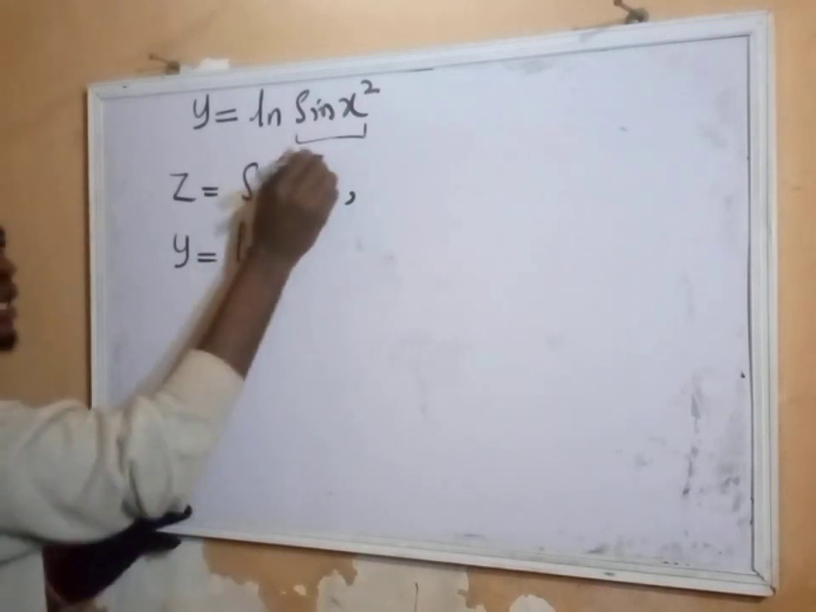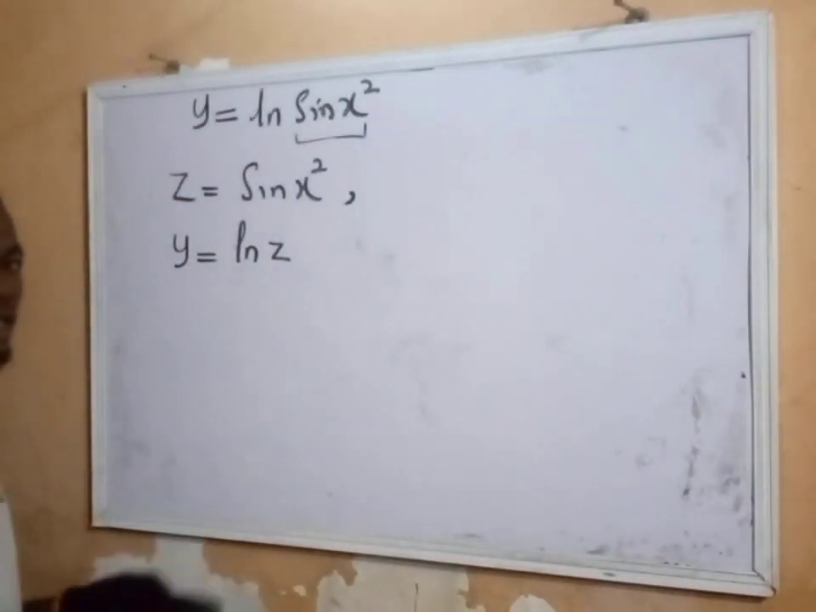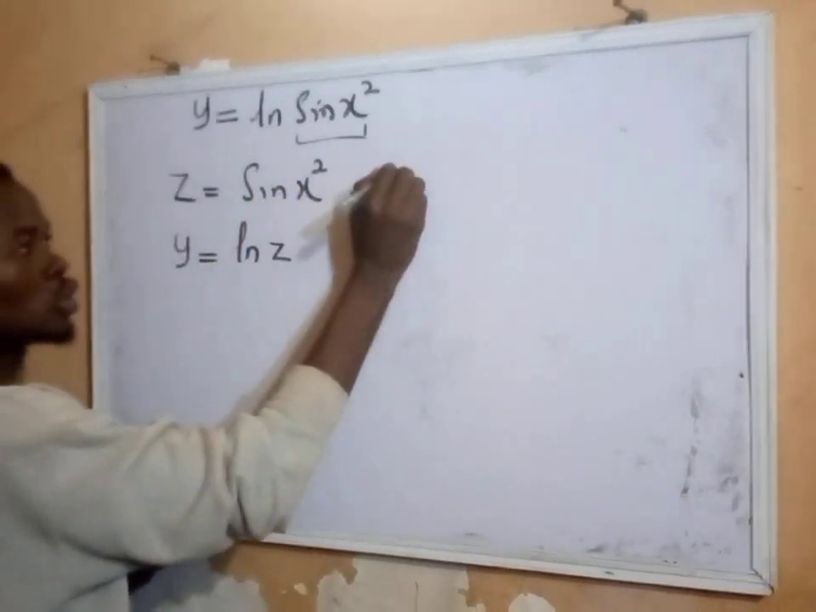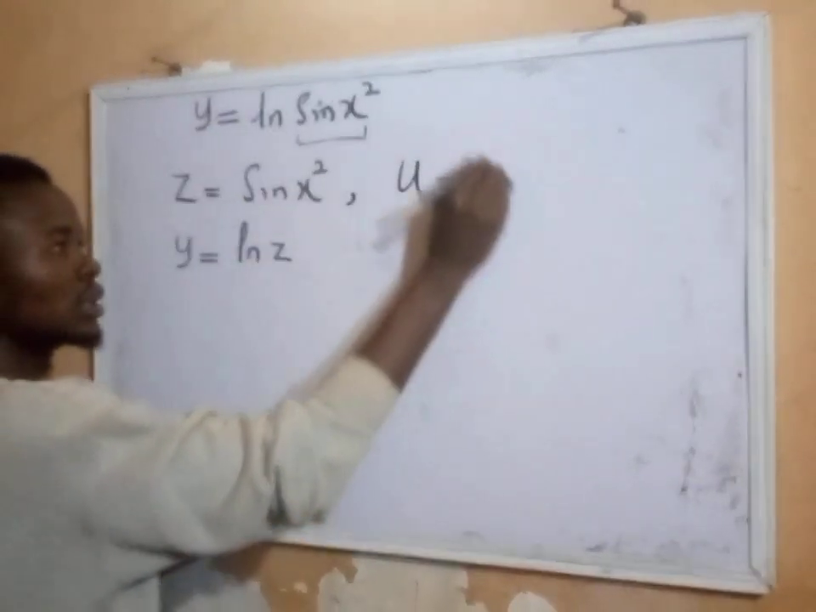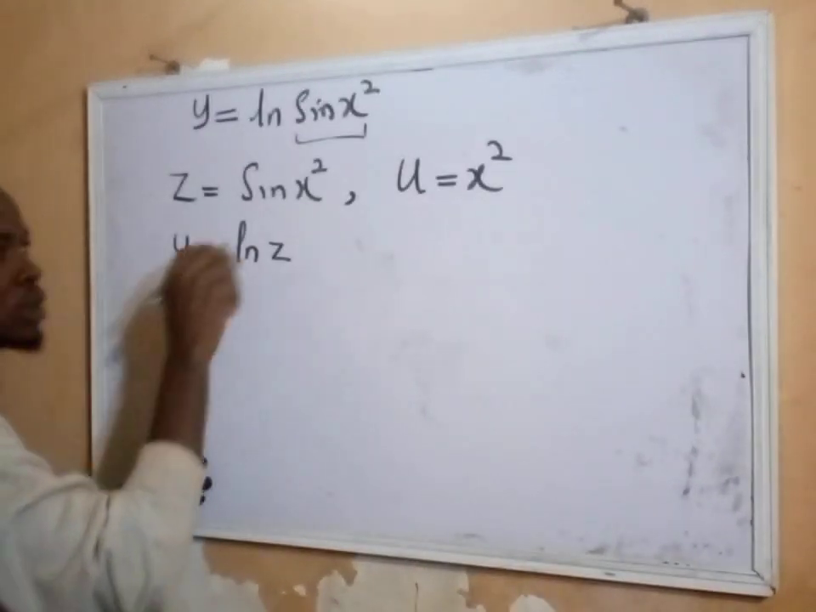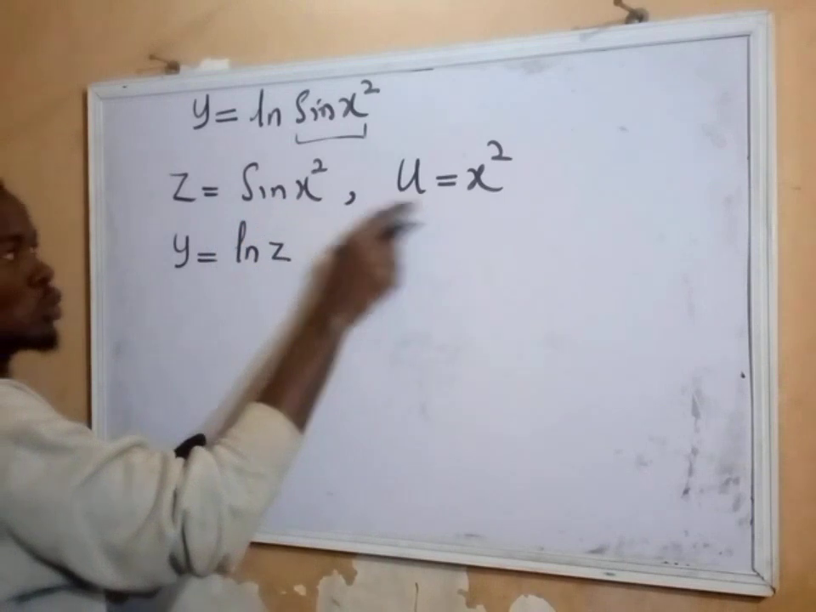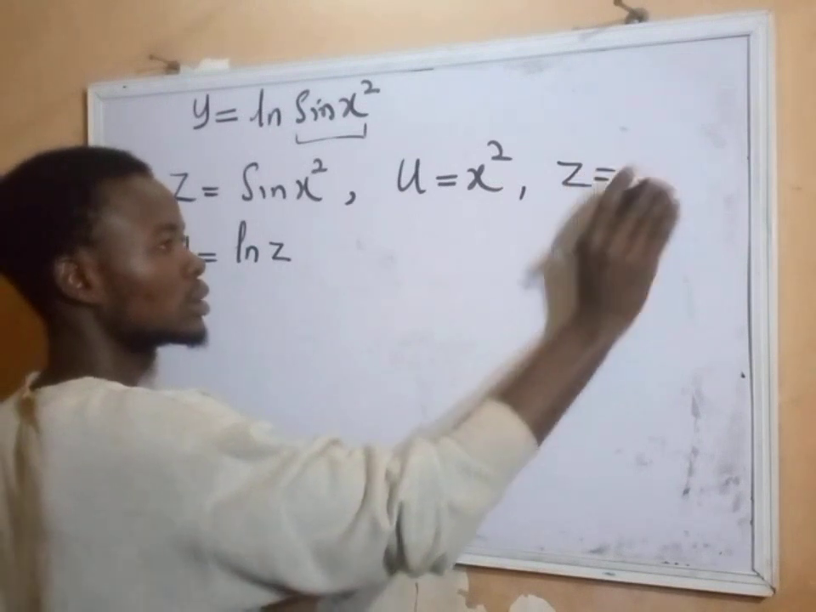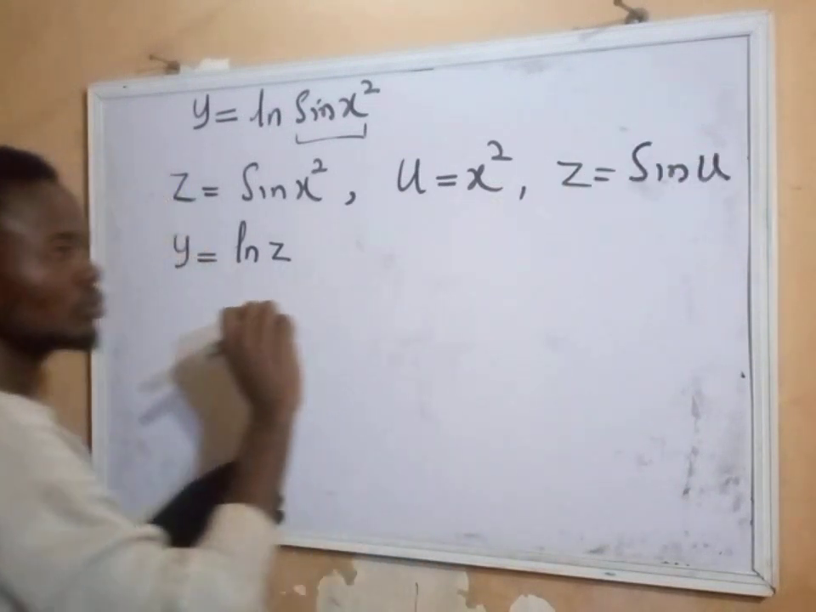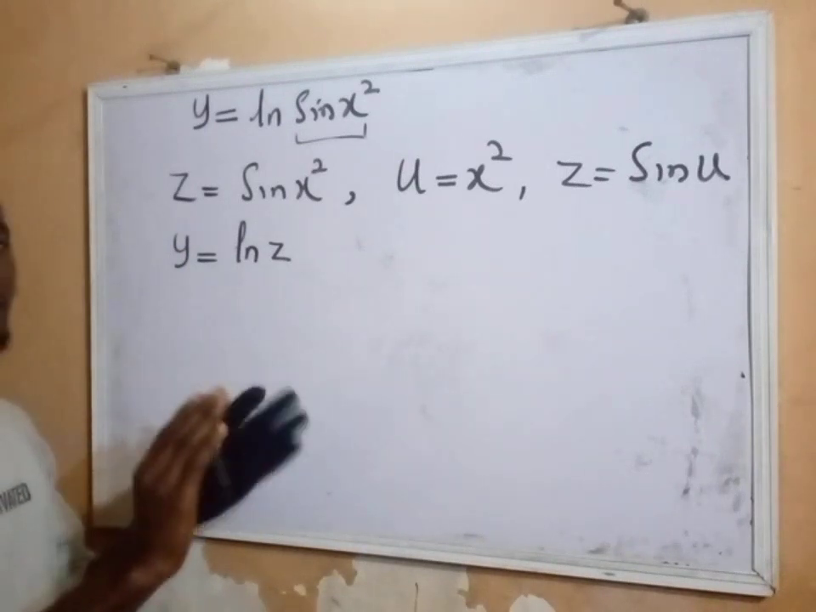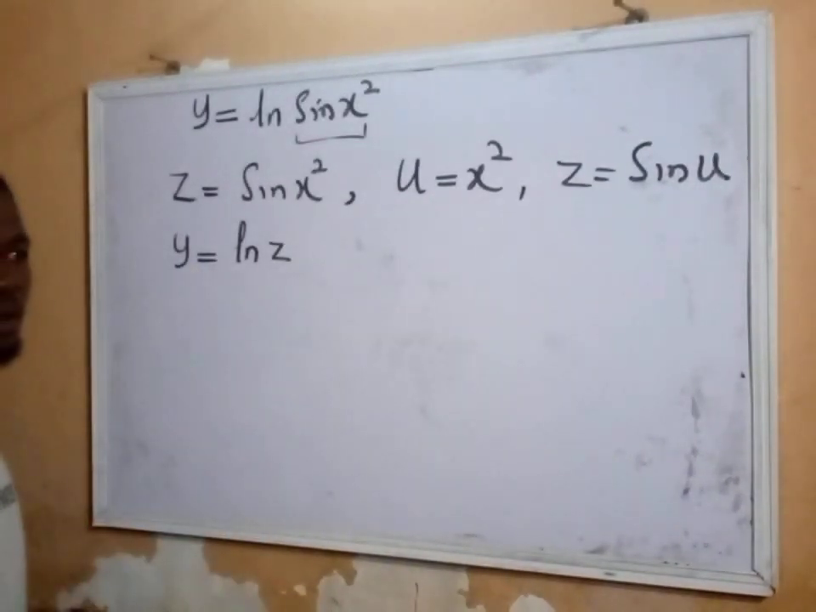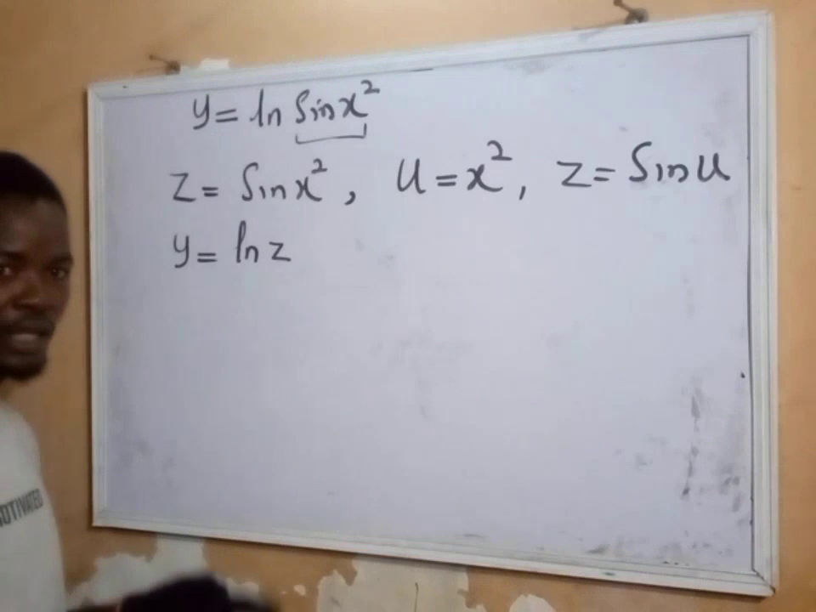To do this, it's very simple. We still let this one be another thing, but you can apply the shortcut I just showed you right now. Let this one as well be equal to u, which is x squared. Then since this one equals to u, z also becomes sine of u. You see, I've defined this based on three different functions: 1, 2, and 3.